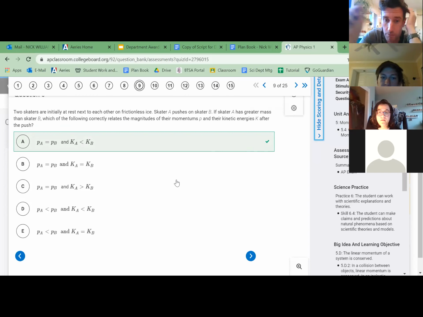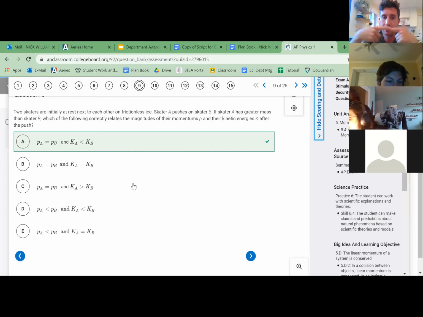Did that make sense without putting numbers to it? Okay. So yeah. Okay. So basically I have to make sure that the momentums match because momentum's always conserved. Kinetic energy doesn't have to be conserved.